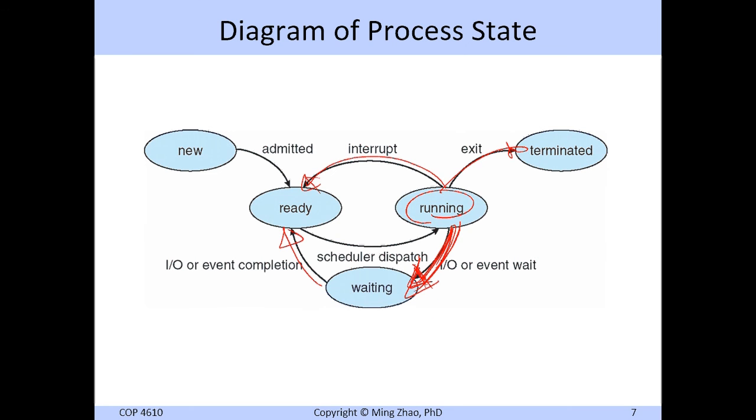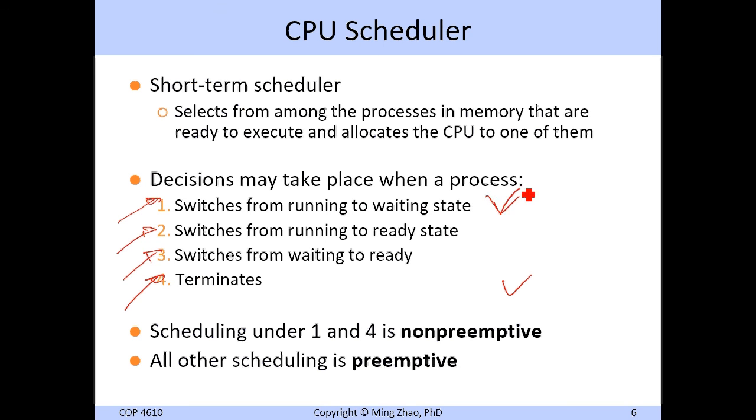This arrow here, because it has to wait for I/O or event. So the process that is running before voluntarily gives up the CPU. So non-preemptive basically means voluntarily. In the fourth case, that's when the process finishes execution. Also the process voluntarily gives up the processor because it has done its entire job. So in both of these two cases, 1 and 4, the CPU scheduler gets involved because the process that was running before voluntarily gave up the CPU. So under case 1 and case 4, it is called non-preemptive scheduling.